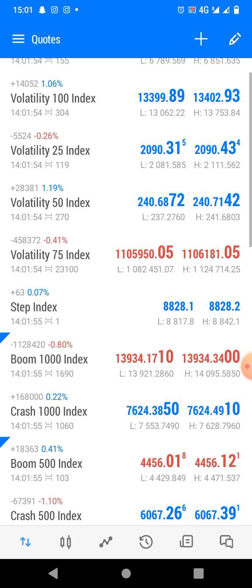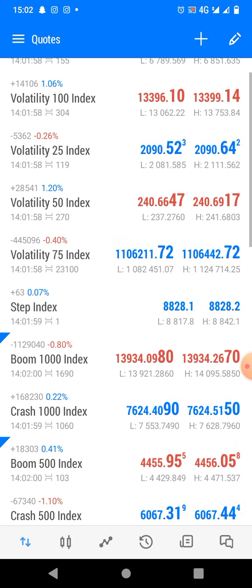So with that aside, I decided to make a video again today on the boom and crash sniper and its spike strategy. I just decided to update this strategy, and so far so good.